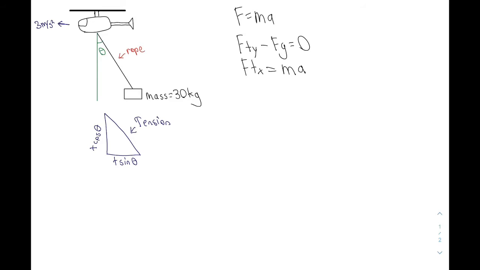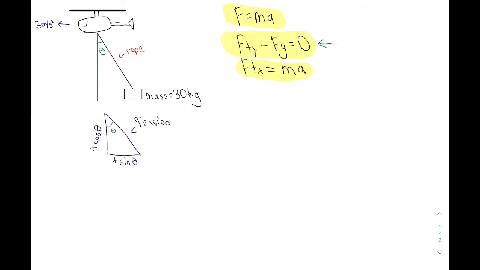And looking at the equations we have, we can see that force is equal to mass times acceleration, as well as the force of the vertical minus gravity is equal to 0 in this instance, as well as the force of the horizontal component is equal to mass times acceleration. So plugging in the numbers for these equations, we'll start with this equation.